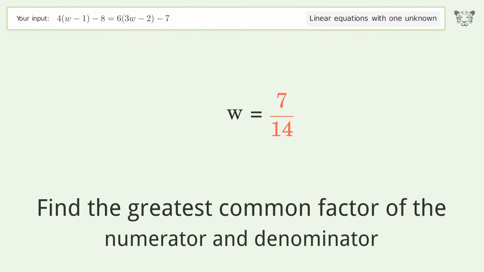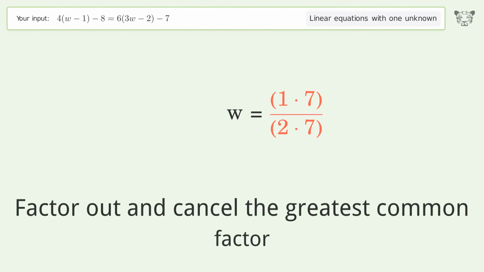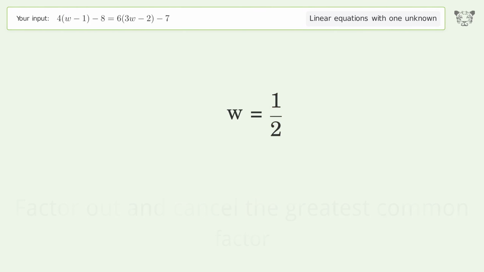Find the greatest common factor of the numerator and denominator. Factor out and cancel the greatest common factor. And so the final result is w equals 1 over 2.